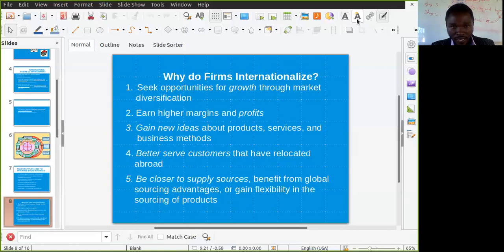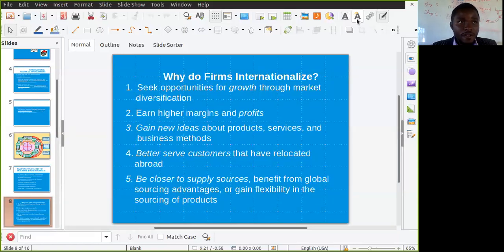Seeking opportunities for growth through market diversification. We see that if a business is specialized in one market area, and that market area has been struck badly by a negative reason, that firm will struggle to grow because it only concentrated in one market place. But for a firm that has diversified, because diversification means being able to seek opportunities across a given circumference.